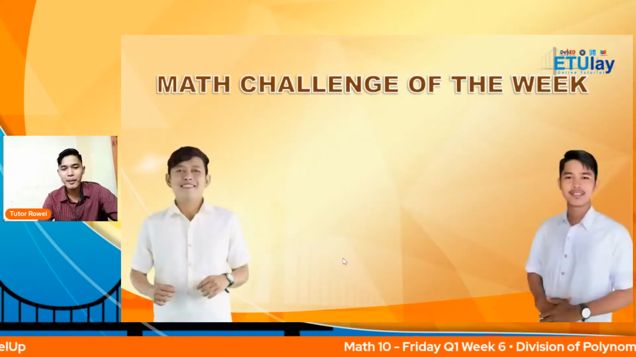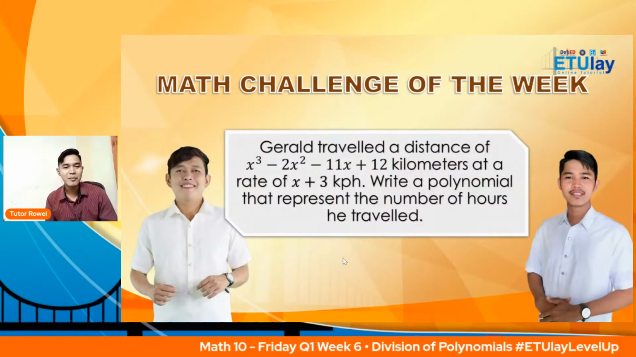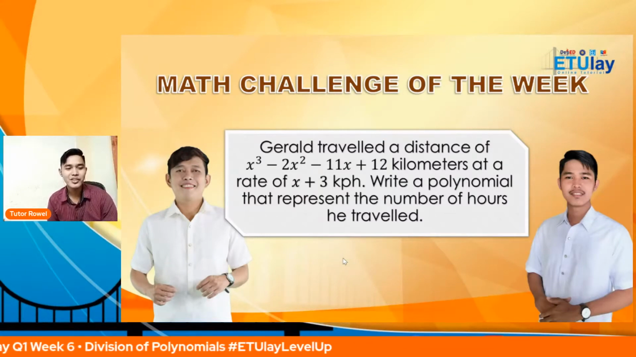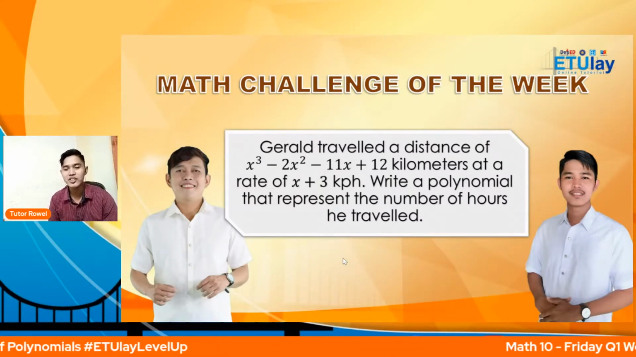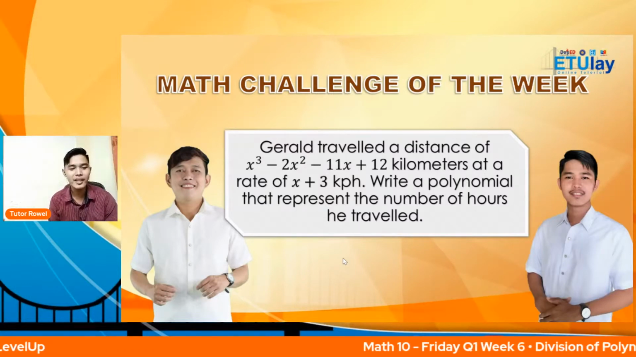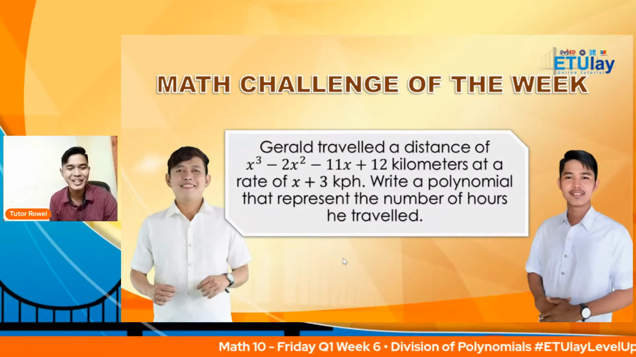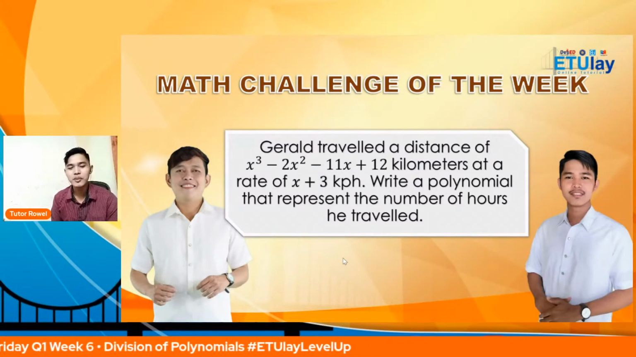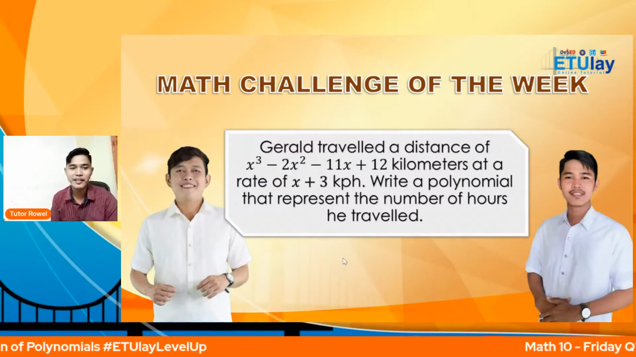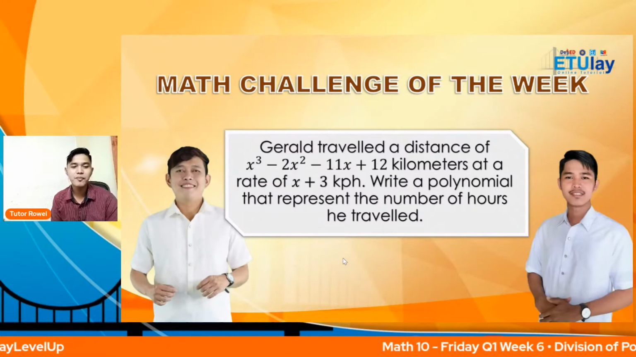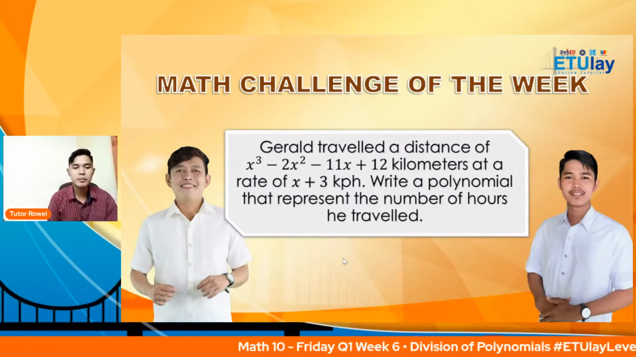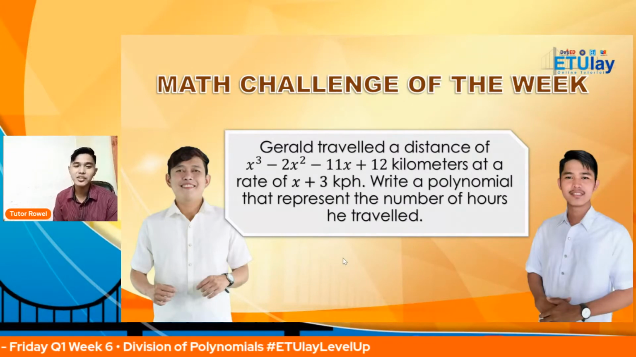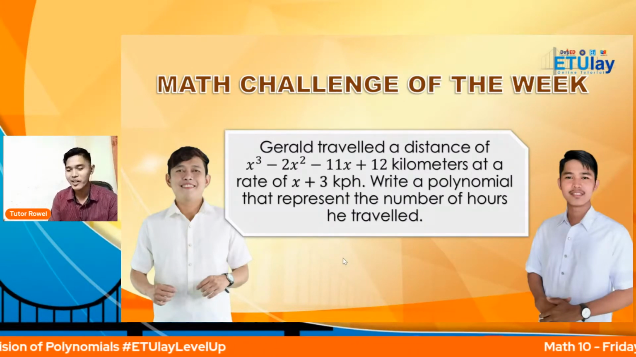Okay, and now, for our math challenge of the week, sobrang dali lang po nito. Gerald traveled a distance of x cubed minus 2x squared minus 11x plus 12 kilometers at a rate of x plus 3 kph or kilometers per hour. Write a polynomial that represents the number of hours he traveled. Okay, so this one, magdi-divide lang po kayo dito. You will simply divide x cubed minus 2x squared minus 11x plus 12 by x plus 3. Tingnan ko nga kung makukuha niyo ito.